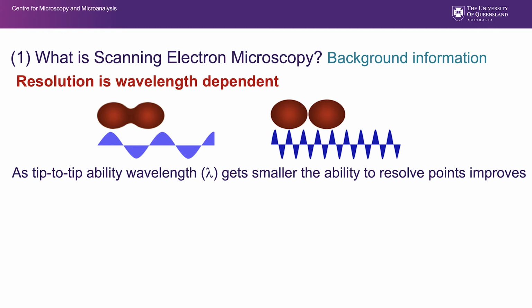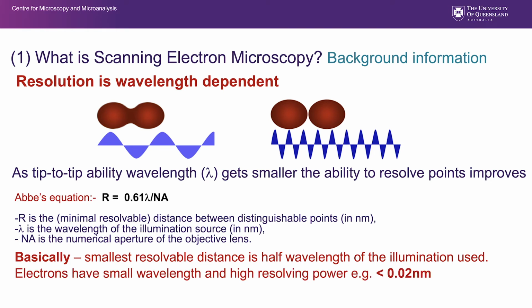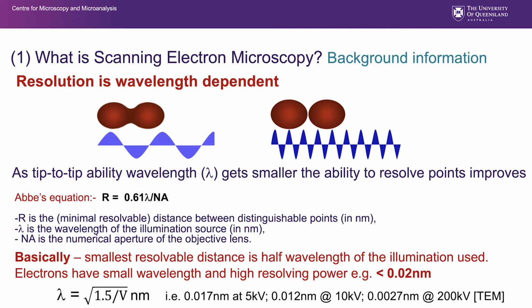Comes back to Abbe's equation. Can be summarised: the smallest resolvable distance is about half the wavelength of the illumination used, and of course our illumination is electrons, and they have a very, very small wavelength and thus high resolving power, so less than 0.02 of a nanometer. It mentions there 10 kV, we've got about 0.012 nanometers resolution. At 200 kV, such as we could achieve on a TEM, certainly not an SEM, we can reduce that down to smaller.